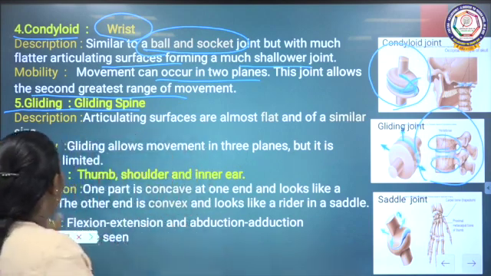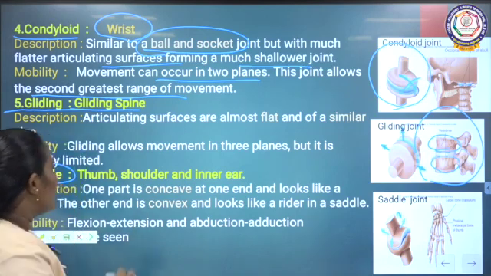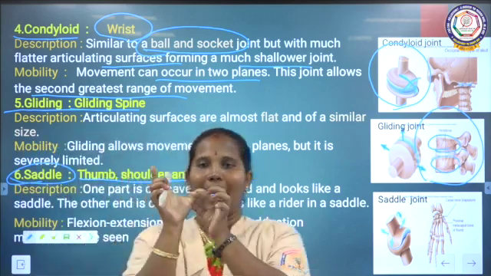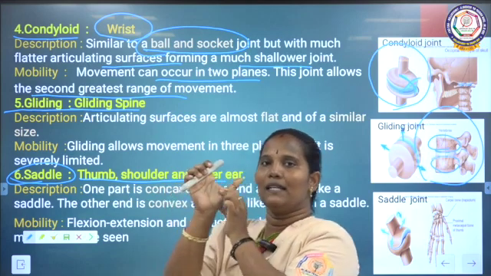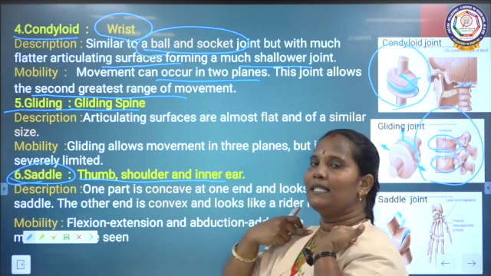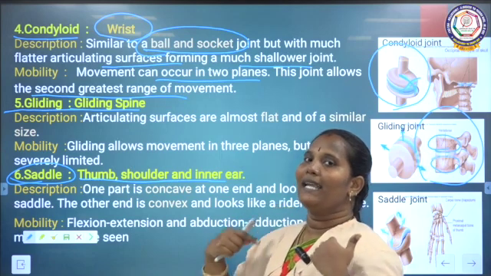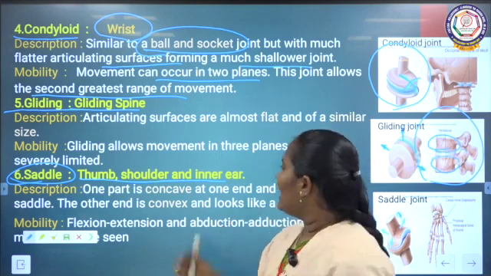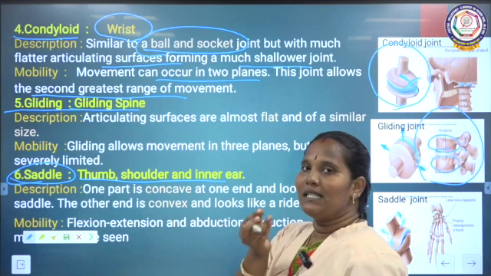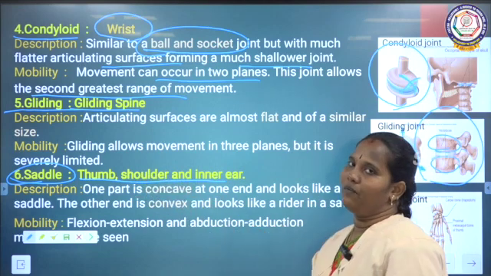And then next we can say the saddle. The next one is the saddle type. The saddle type is the example for the thumb, shoulder and inner ear. Thumb, we know that compared to the four fingers, the thumb has a separate bone. And then the next one is the shoulder. Here our pectoral girdle is attached with the shoulder. The neck part and the rib cage, it makes the shoulder a separate bone. After that we can say the inner ear. In the inner ear we have the stapes, tiny bones like this. So, these are all examples for the saddle type of joints.